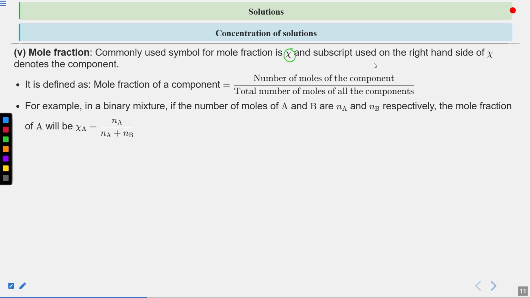In case of a binary mixture, suppose a binary mixture has A and B only, and Na and Nb are the number of moles of A and B. Then what will be the mole fraction of A? We will write it with the help of chi A. So here A is in the subscript and chi is written in the normal form, equals number of moles of A by total number of moles, which is Na plus Nb, as we have a binary solution which contains A and B only.